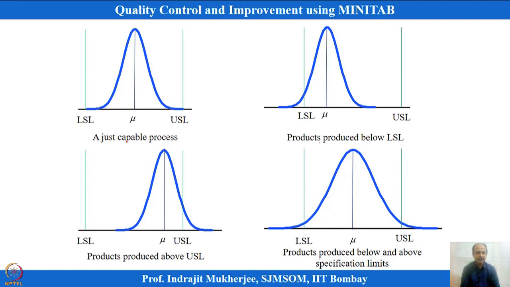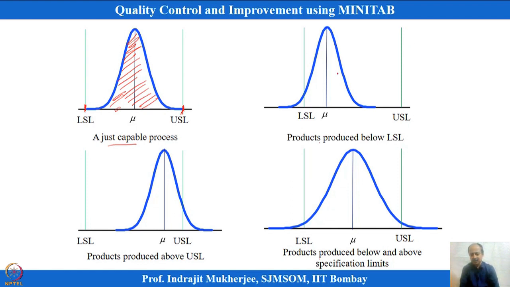What you see is that this is a just capable process. This is the tolerance given by the designer, which is the voice of the customer, and we are performing exactly, we are matching with the specification over here. My voice of the process is using the same width, and if you are using that, I am just capable basically. I am just fitting into the specification. My variation is there.